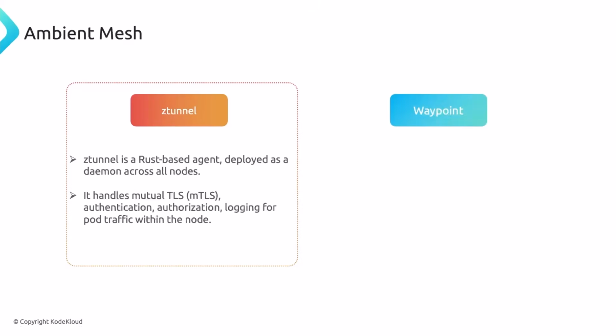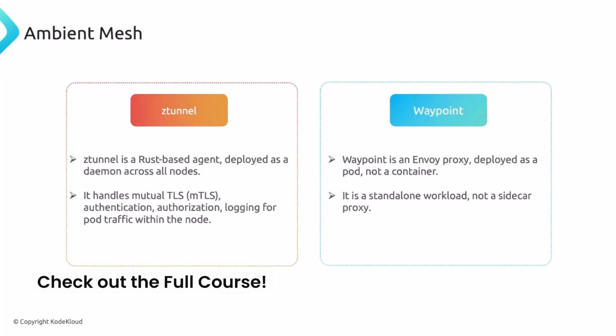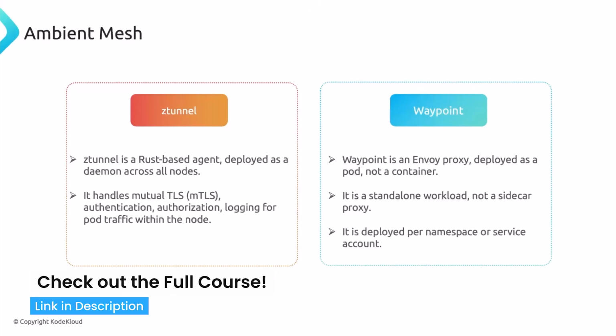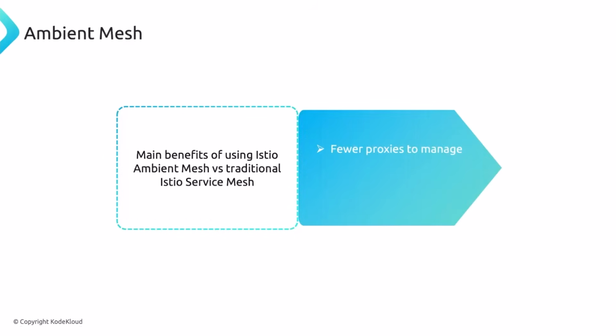And the waypoint is an Envoy proxy. It's deployed as a pod, not as a container. It's a standalone workload, not a sidecar proxy like the standard service mesh. And it is deployed per namespace or service account. The main benefits of using Istio Ambient Mesh versus traditional Istio service mesh are obviously the reduced number of proxies to manage and slashing costs by reducing the compute and memory requirements per node.